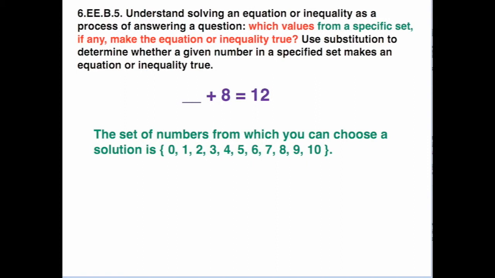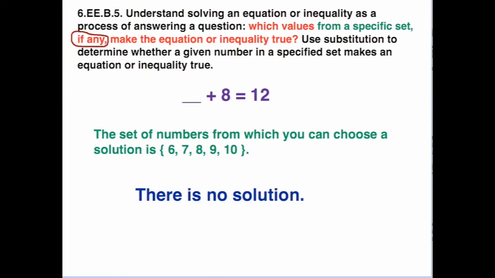But what's different about this standard is now we need to deal with situations like this, where let's say the set of numbers that we can choose from for the solution is just these numbers, the whole numbers from 0 to 10. Then, of course, we know that the answer is 4. Let's change the context. This time the set of numbers from which we can choose is just these numbers, 6, 7, 8, 9, and 10. Now, we figured out that the answer has to be 4, and that's not one of the numbers in our set, so there's no solution.